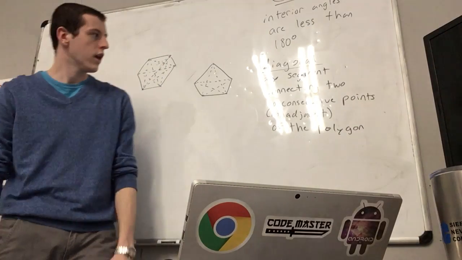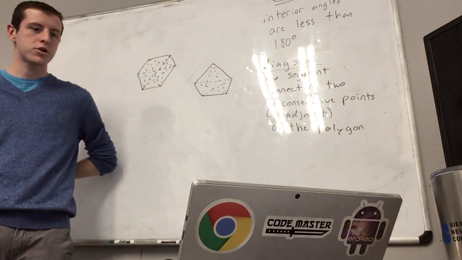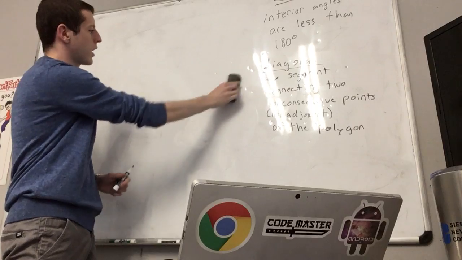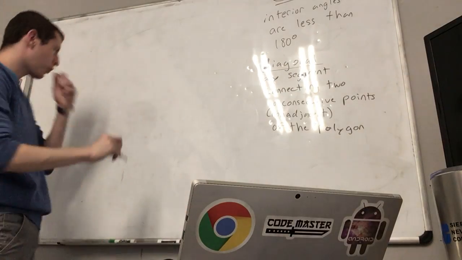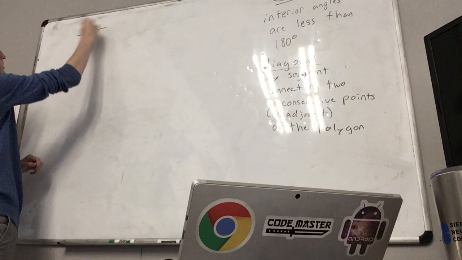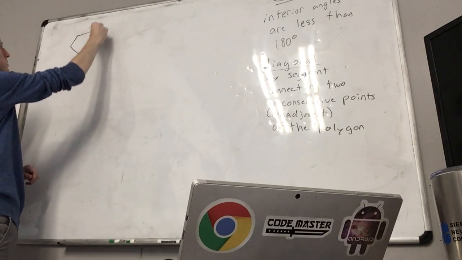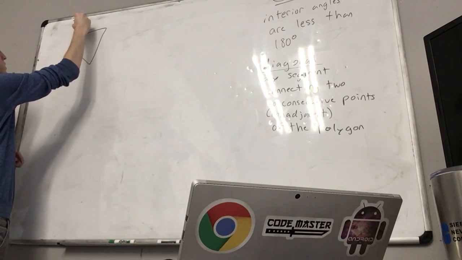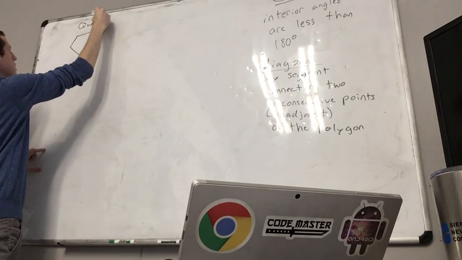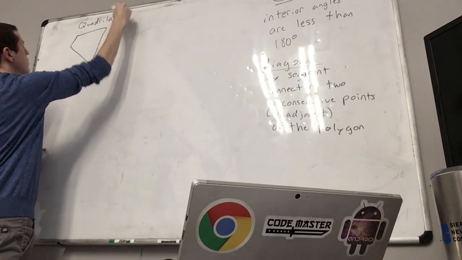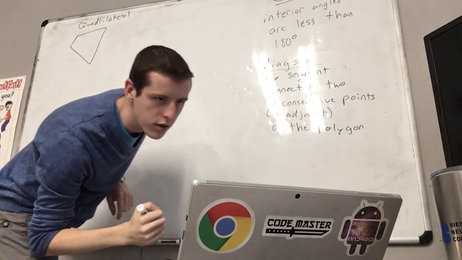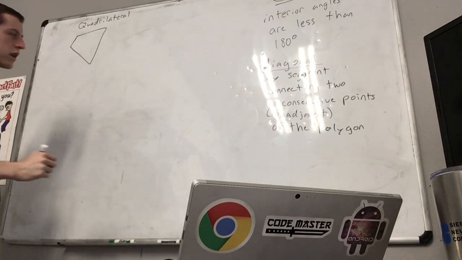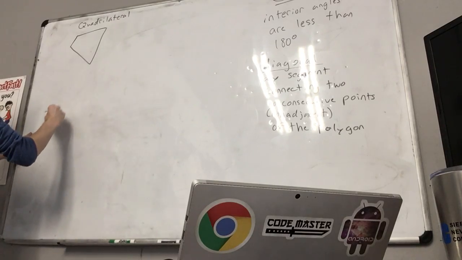So instead of just calling everything arbitrarily polygons, there are some things that you've probably already seen named before. I'm just going to cover them all. So when we say a polygon has four sides, we say it's a quadrilateral. Quadrilateral, four sides.